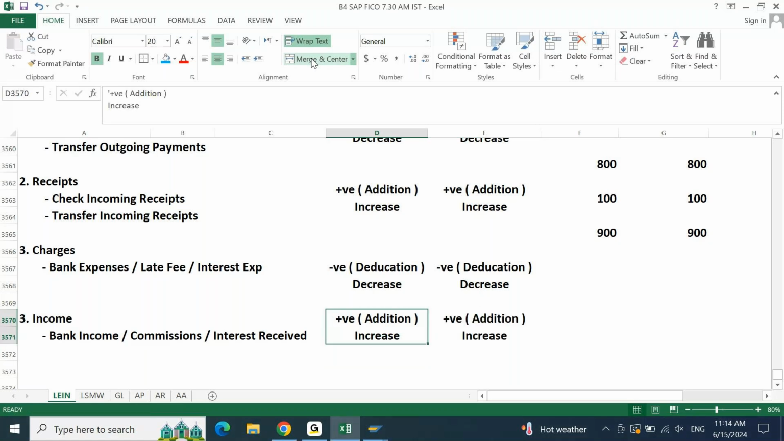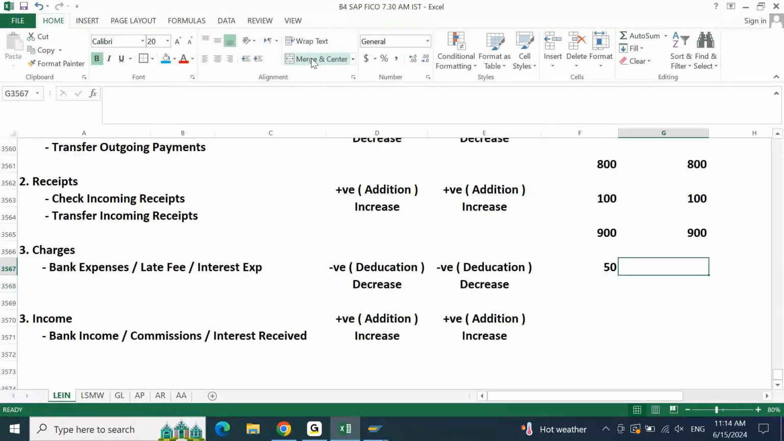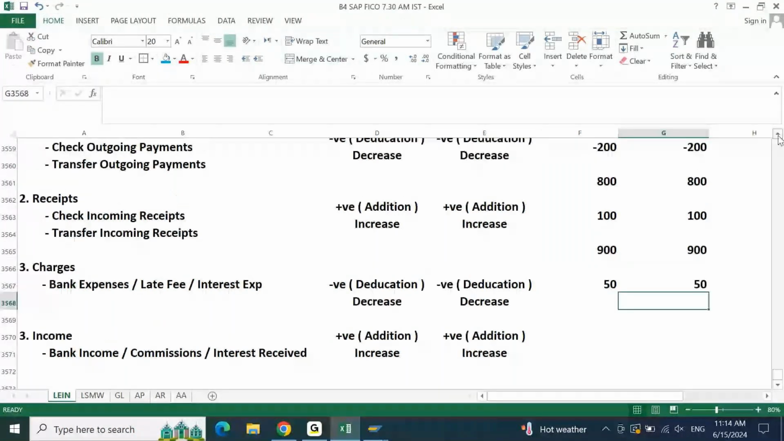You are also going to add money to your bank account. Now, let's say there is some amount of charges, some 50 rupees of bank charges. This 50 rupees I'm going to deduct. Whatever you're going to deduct, you represent as a negative number, minus. You're telling the bank to minus this 50. So 900 minus 50 is going to be 850, and this is going to be 850 here.